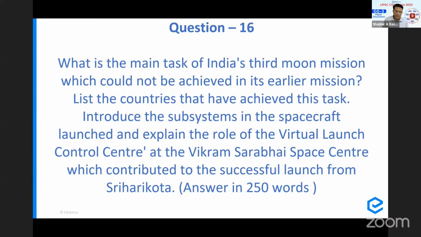Let me wind up the conversation with one quick discussion. Question number 20: give out the major sources of terror funding in India and the efforts.